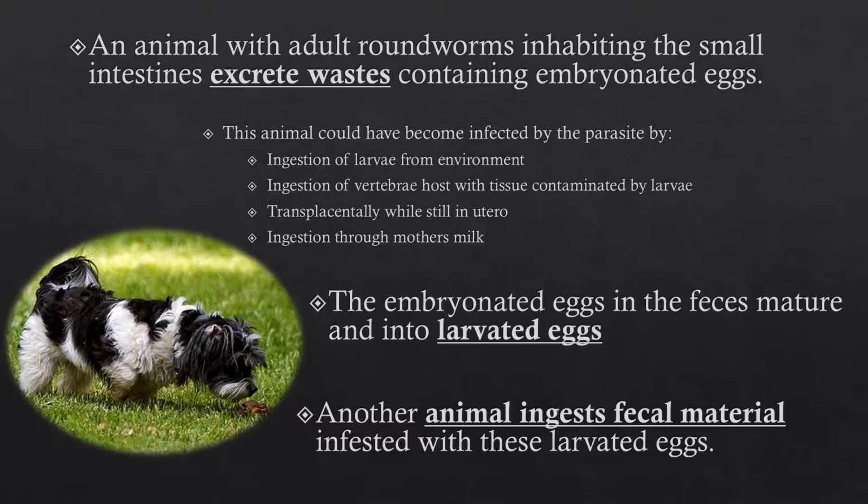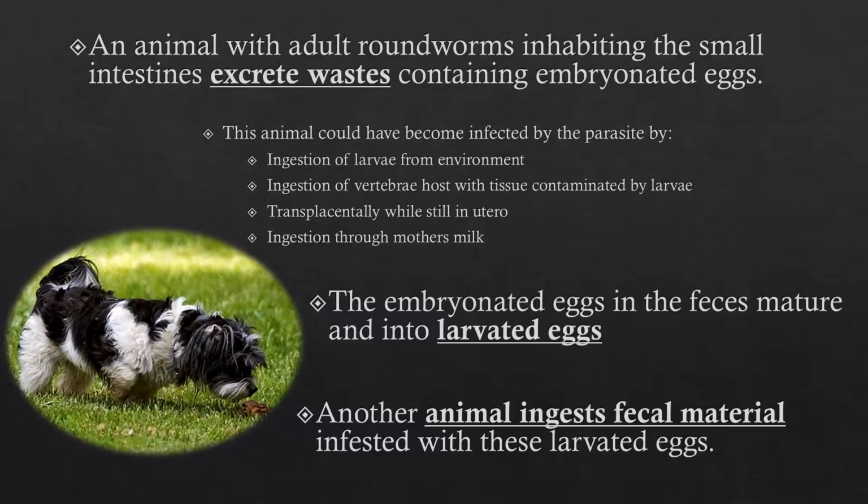So this animal could have been infected with this roundworm parasite either by ingestion of larvae from the environment, or ingestion of a vertebrate host that is infected with the larvae. It can also be infected either transplacentally while still in the uterus or by drinking its mother's milk.